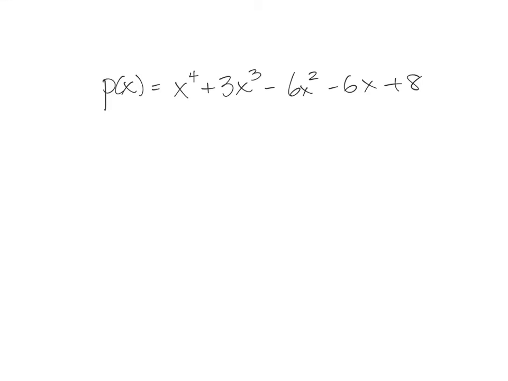All right, we're given this polynomial here. It's x to the fourth plus 3x to the third minus 6x squared minus 6x plus 8. And our job is to find all the rational zeros. And so if we're trying to find the zeros, really that's setting our equation equal to 0.